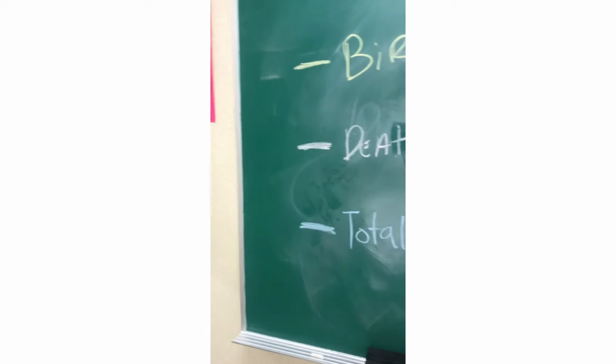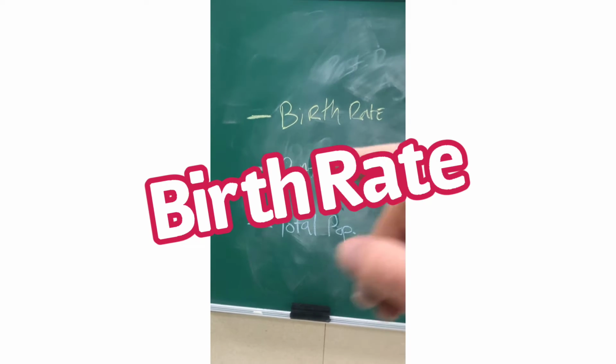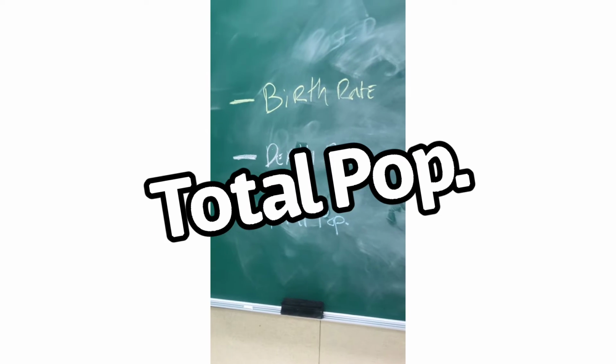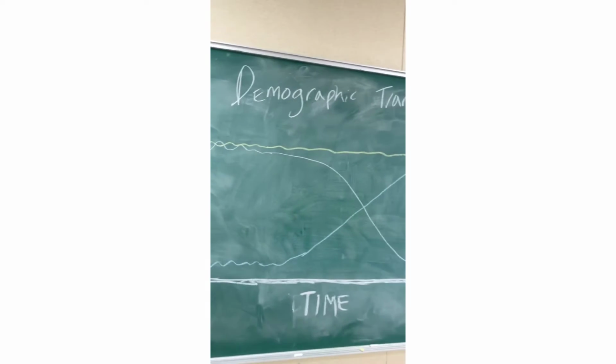Okay, let me explain what I have here. So here's the key. I've got birth rate in yellow, death rate in, so this is actually sort of a pink color, and then total population there in blue. I'm going to call that total pop just because I don't want to write the word population. This is called the demographic transition.